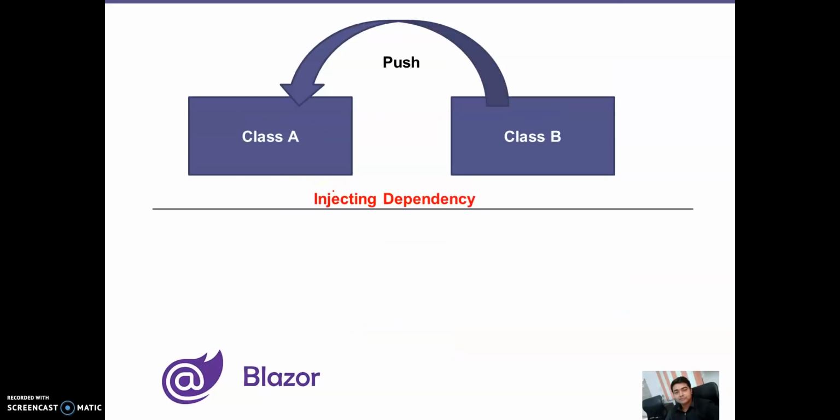Then what is injecting a dependency? It means we no need to call this class completely. We will push the properties, object and behavior of this class into the other class from outside. This is called dependency injection or injecting dependency.